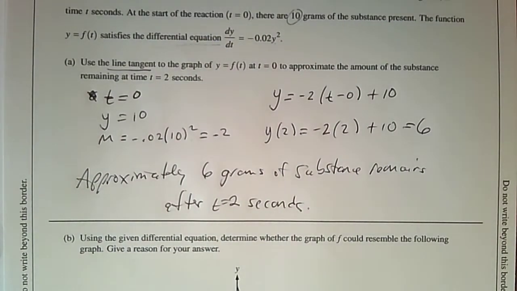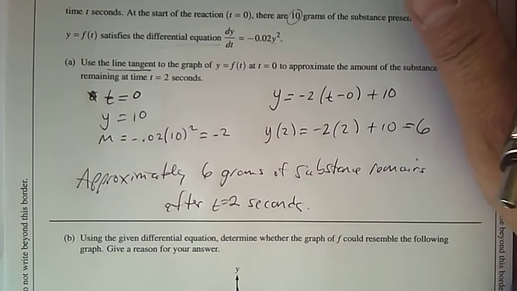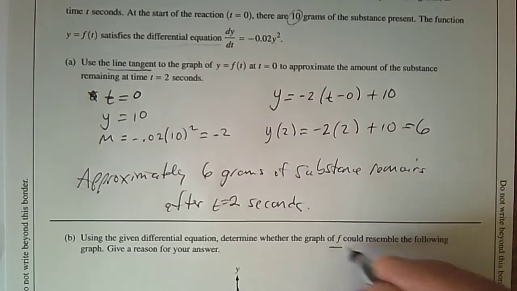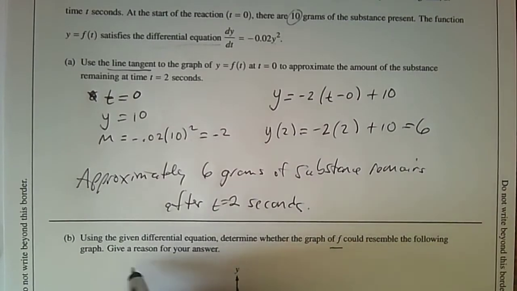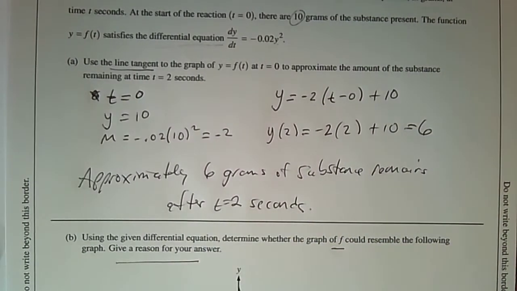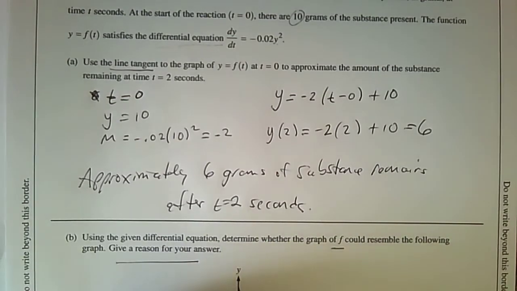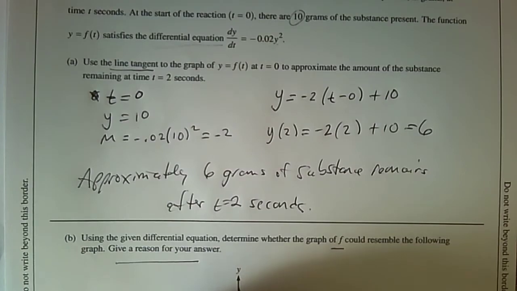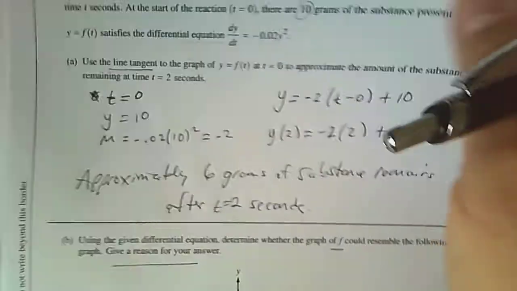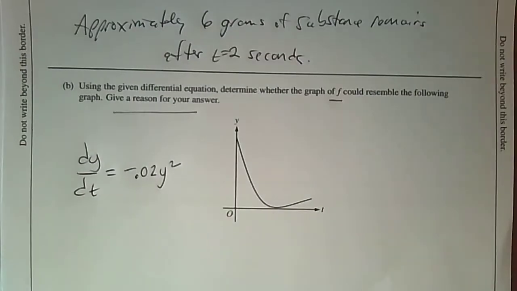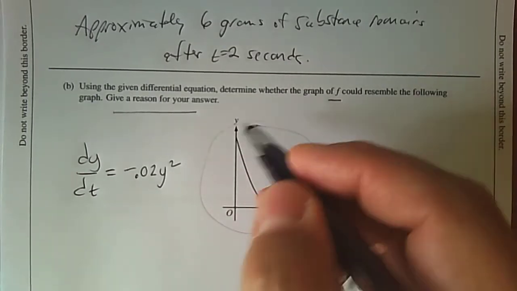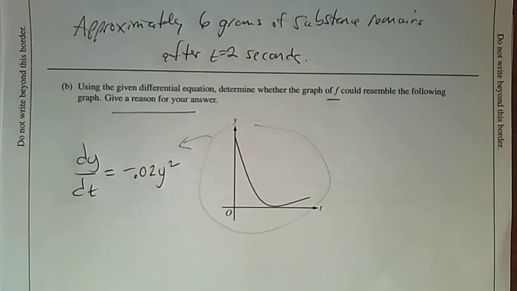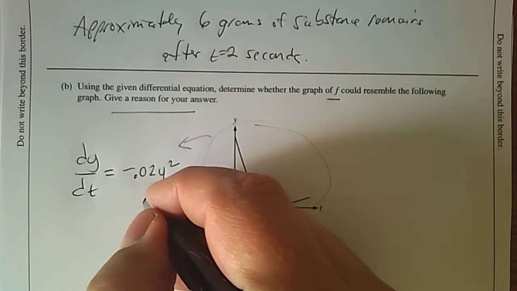All right, part B, and as always, you can press pause. Using the given differential equation, determine whether the graph of f could resemble the following graph, and then give a reason for your answer. So when I look at the derivative of the function, which is negative 0.02 y squared, could this graph resemble this differential equation? So to understand that, what is this telling me?